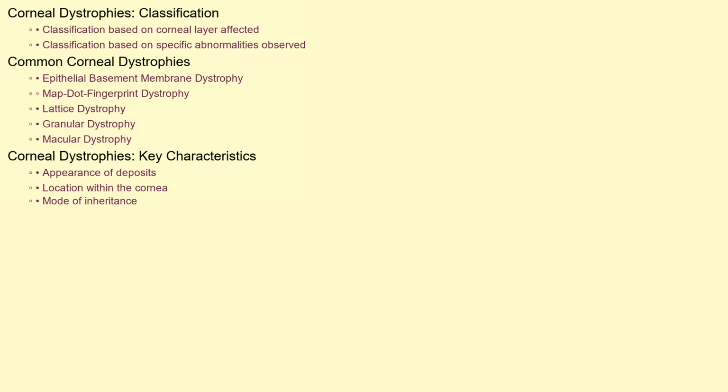Corneal dystrophies are classified based on the layer of the cornea affected and the specific abnormalities observed. Some of the most common types include epithelial basement membrane dystrophy, also known as MAP or fingerprint dystrophy, lattice dystrophy, granular dystrophy, macular dystrophy, and Fuchs endothelial dystrophy.